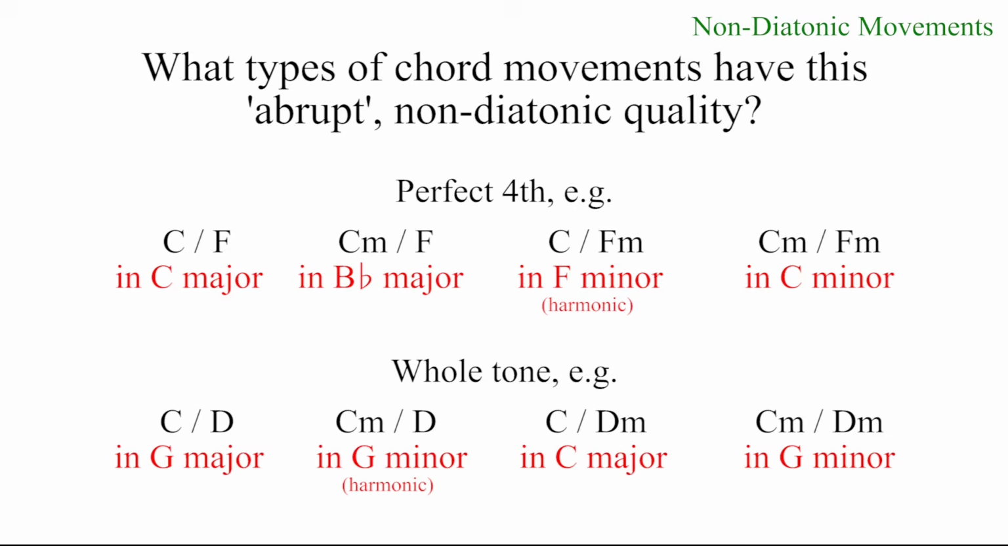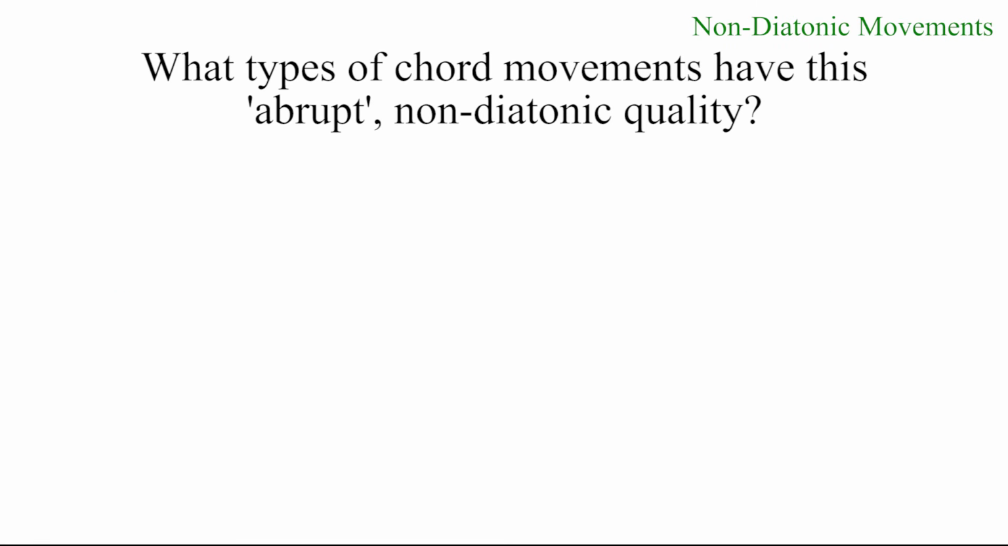To begin with, basic major and minor triads separated by a perfect fourth or a whole tone can always fit into some diatonic key, even if it's a different diatonic key from the primary mode, so we can rule those out. Other intervals are less consistent. Among these possibilities, non-diatonic chord movements generally fit into a few different categories. Perhaps the most common of these are the chromatic mediants chord changes.